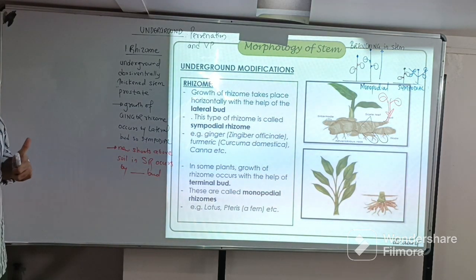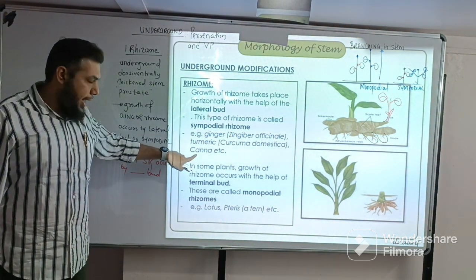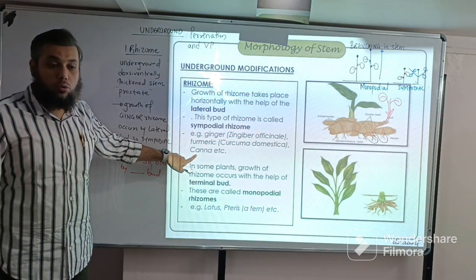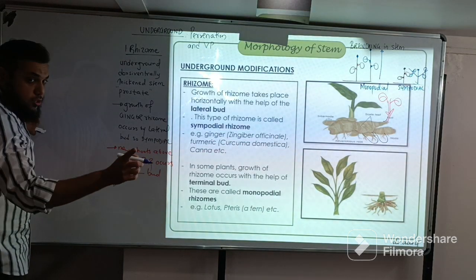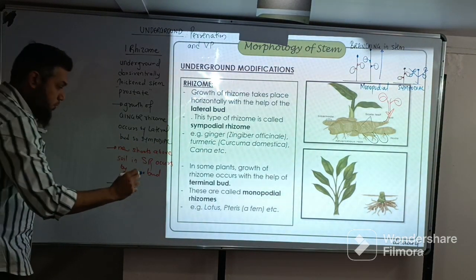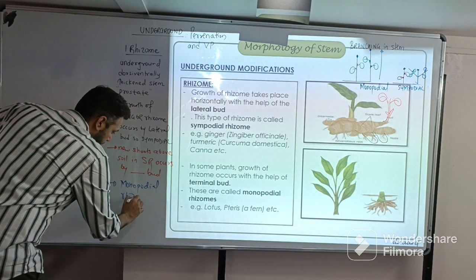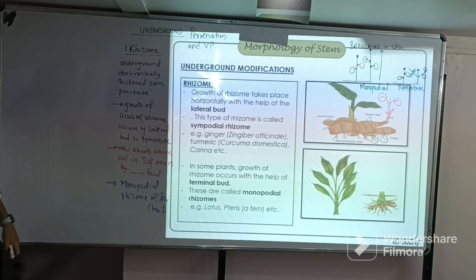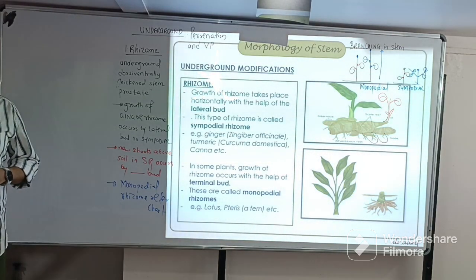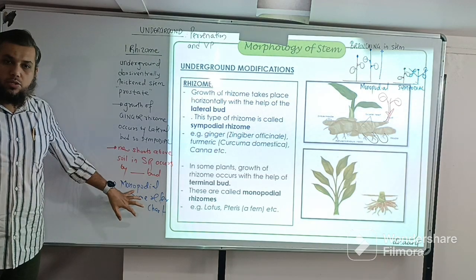So Zingiber officinale, Curcuma domestica and Canna are examples of sympodial rhizomes. Whereas Lotus, these examples that were given, they are examples of which rhizome? Monopodial rhizome. So for monopodial rhizome, you are supposed to refer to your chart. So what will be a monopodial rhizome? The rhizome which will show its growth from which bud? Apical bud will be called a monopodial rhizome.